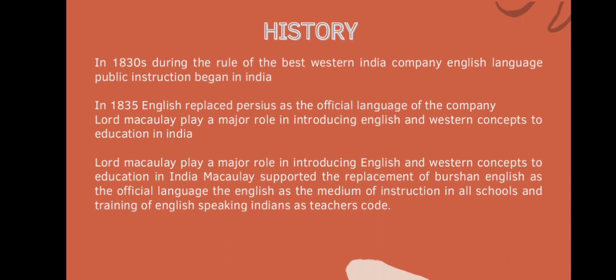Now let's focus on the history of the English language in India in terms of education. In the 1830s, during the rule of the East India Company, English language public instruction began in India. In 1835, English replaced Persian as the official language of the company. Lord Macaulay played a major role in introducing English and Western concepts to education in India. Macaulay supported the replacement of Persian with English as the official language, English as the medium of instruction in all schools, and training of English-speaking Indians as teachers.